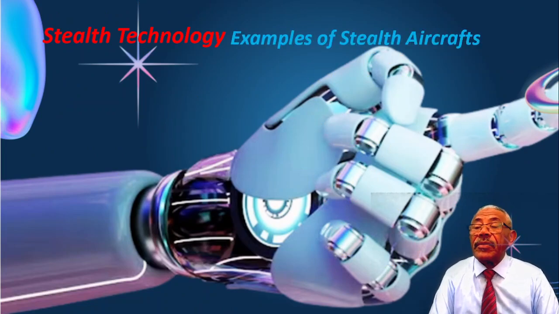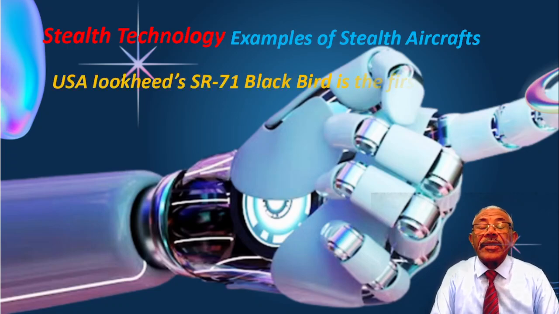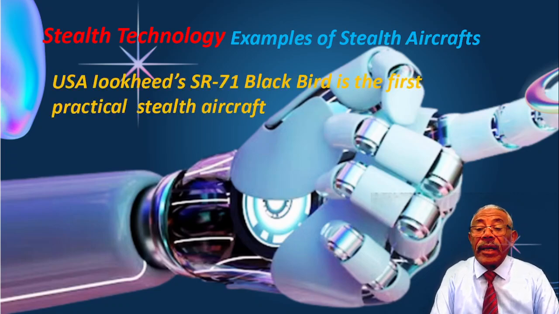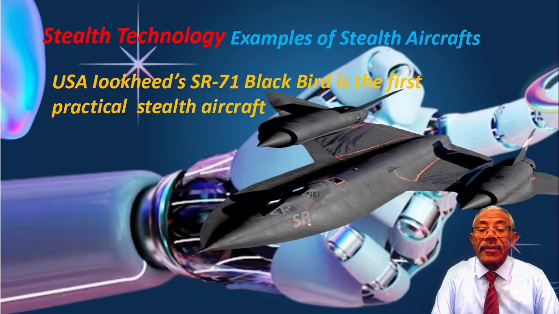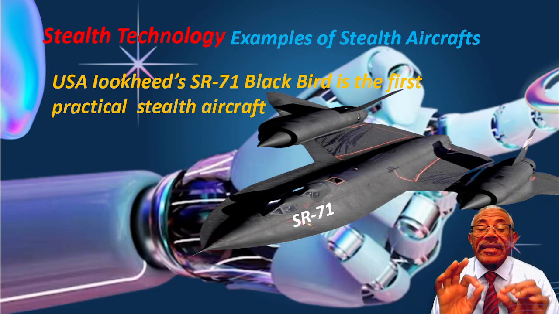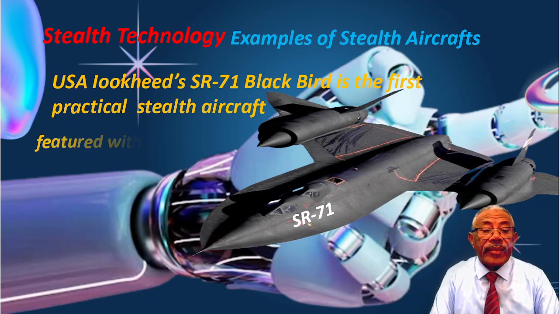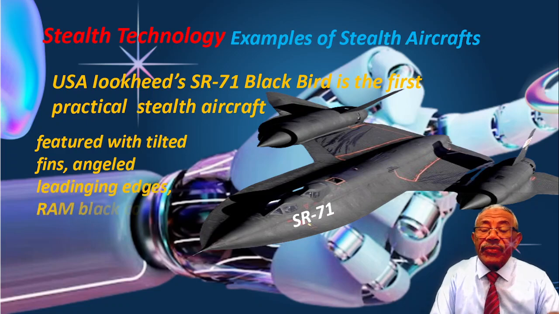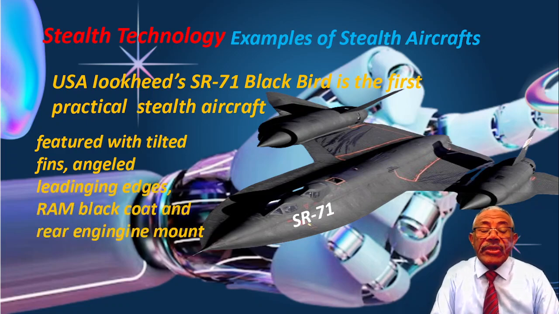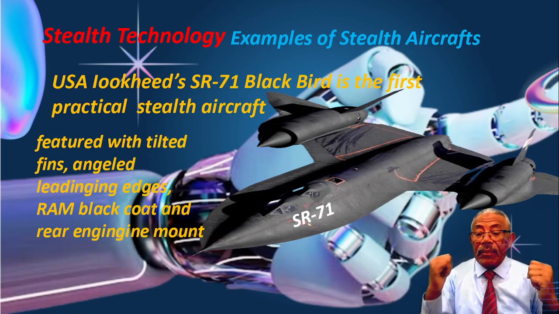Here are some examples of stealth aircraft. Lockheed's SR-71 Blackbird is the first practical stealth aircraft. Although it is not completely stealth, it has a significantly low radar signature. Featured with tilted fins, angled leading edges, RAM black coat, and rear mount engines.